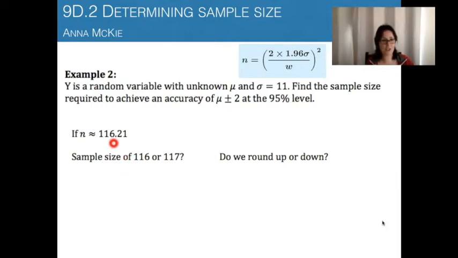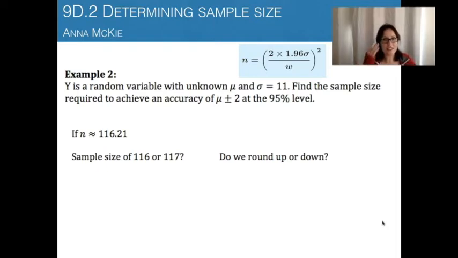So if this is our answer here, the question is, to achieve the width of plus or minus 2, do we take it as 116 or 117? Do we round up or do we round down? Now, instinctively, from all your years of rounding, you'd want to round that down because the decimal is less than 5. Here, often in sample size, we're faced with counter rounding, and now I'm going to justify to you why.